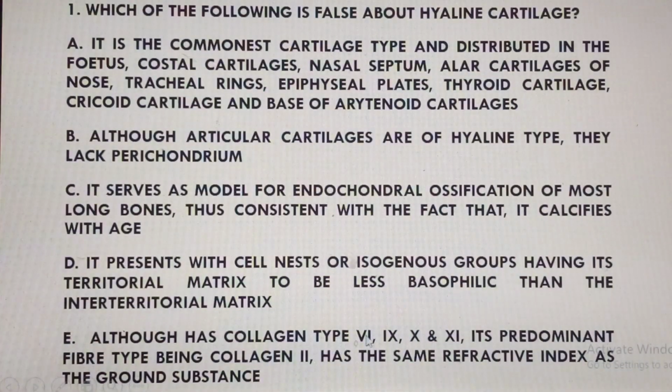But in addition to having collagen type 2, hyaline cartilage also has collagen type 6, type 9, type 10, and of course type 11. But the surprising thing is that the abundant type, collagen type 2, has the same refractive index as the ground substance. And that is why we don't see the fibers much. Having that kind of glassy appearance, we don't tend to see the fibers in hyaline cartilage. So let's justify these options.